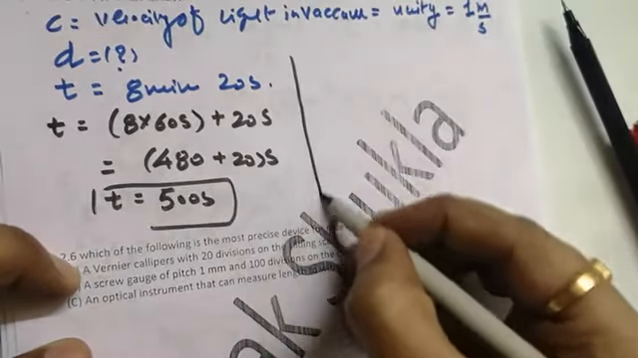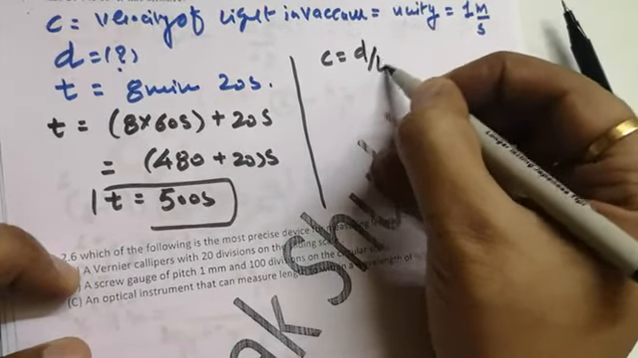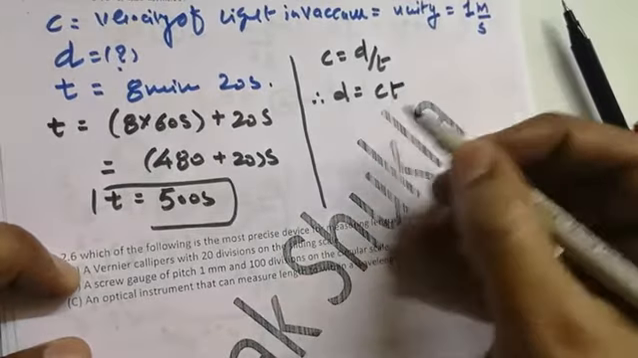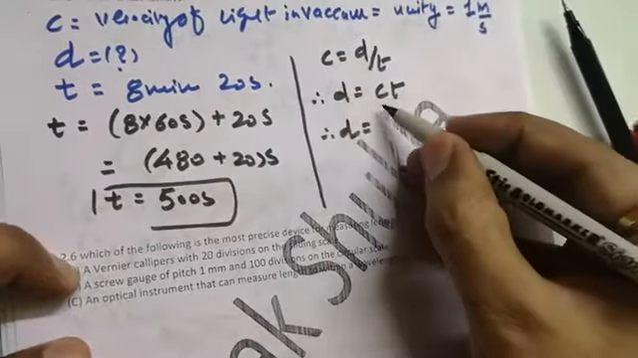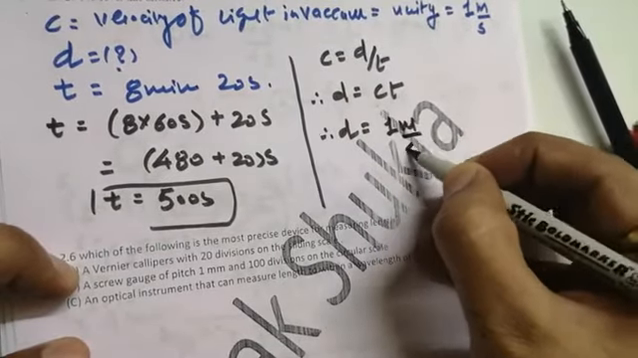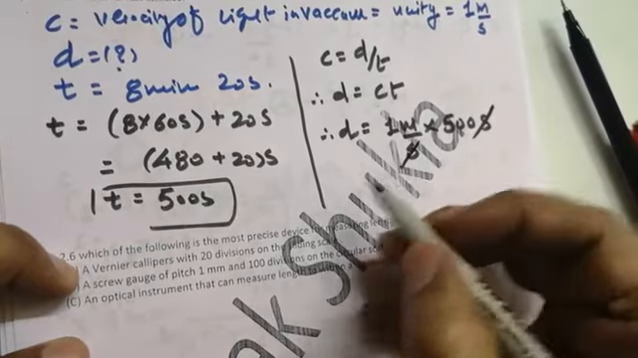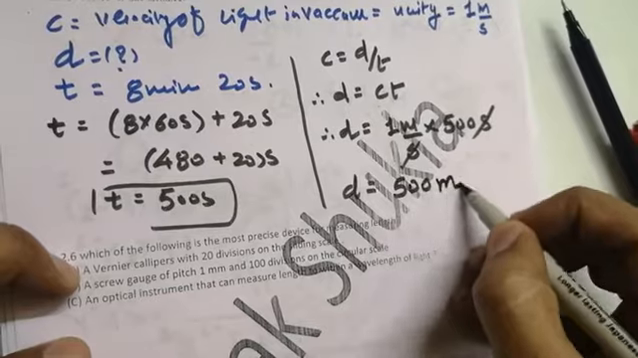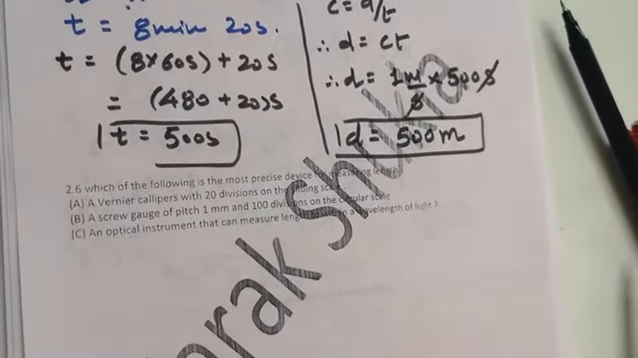I want to find my distance. So my equation is C equals D by T, and the distance is CT. As per the data, C is unity, so C's value is 1 meter per second and time is 500 seconds. Seconds will cancel out. As I have told you, from such a method you can also find out data. This is the distance I have: 500 meters.